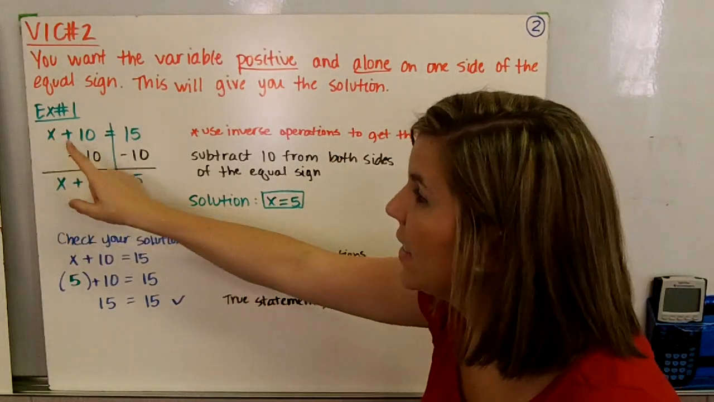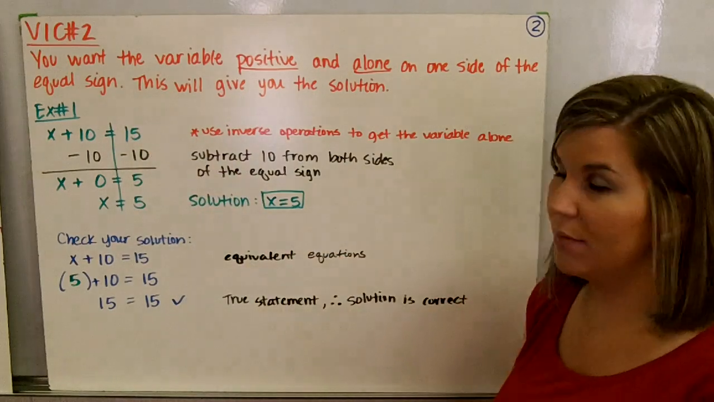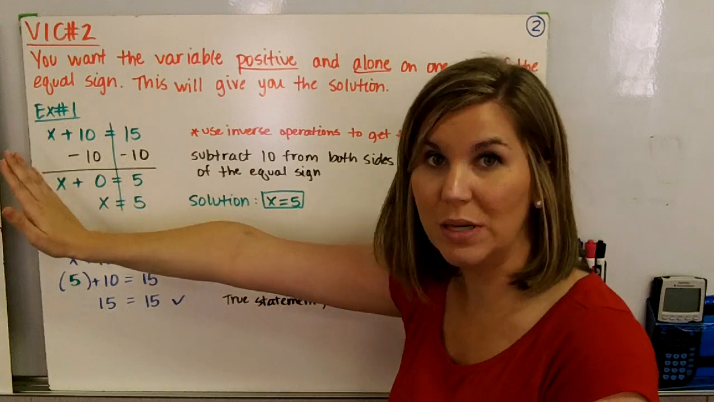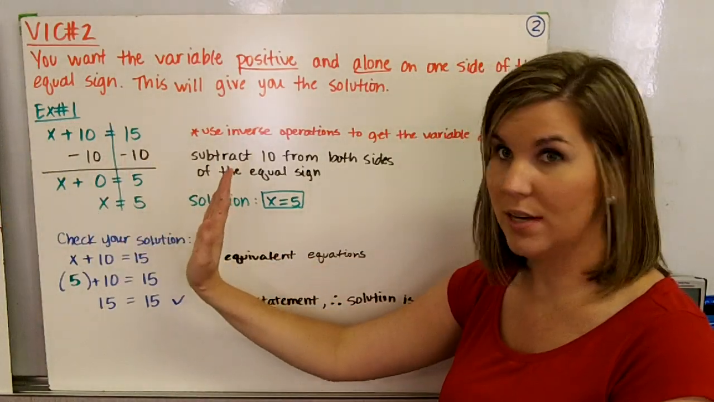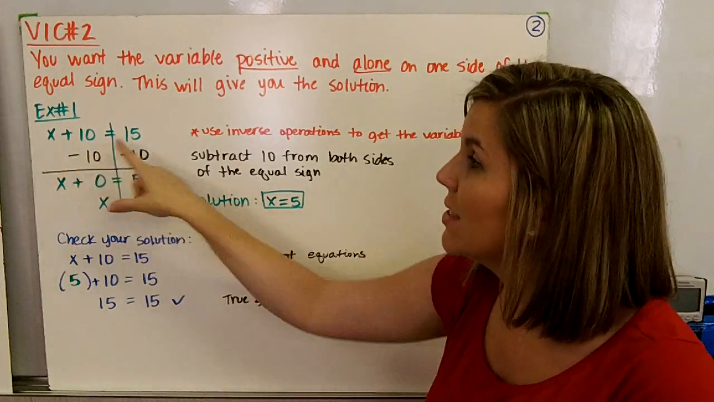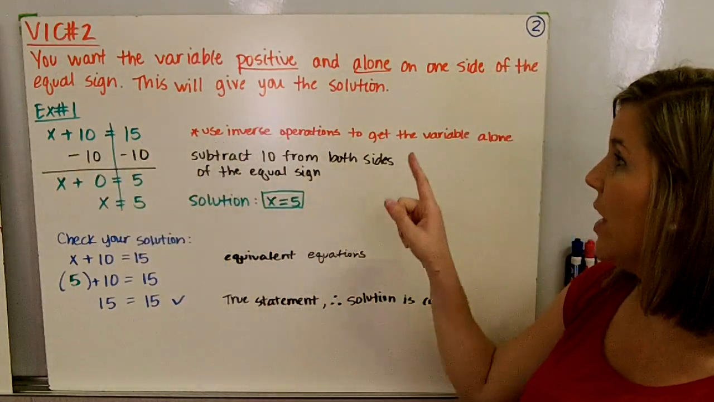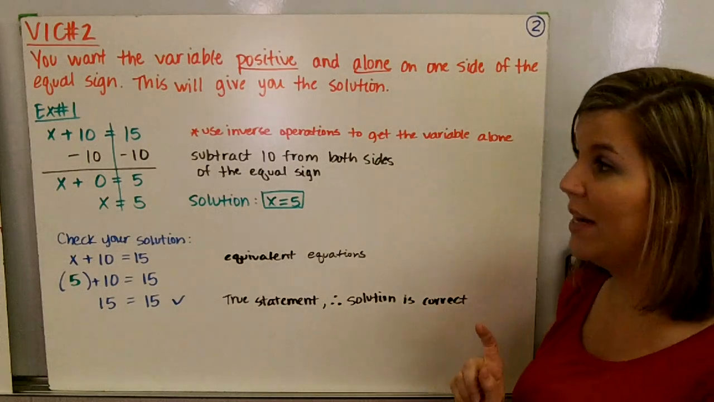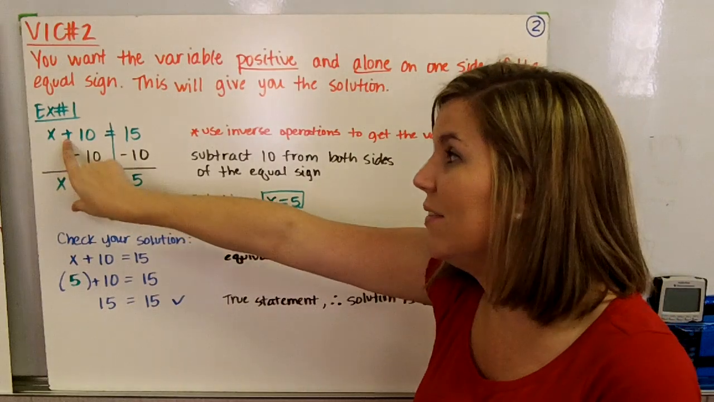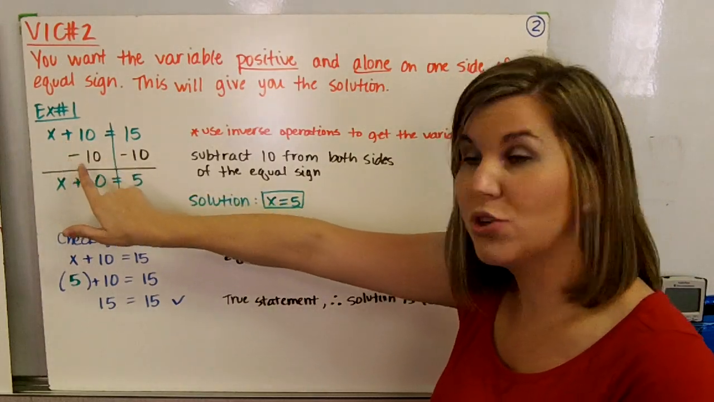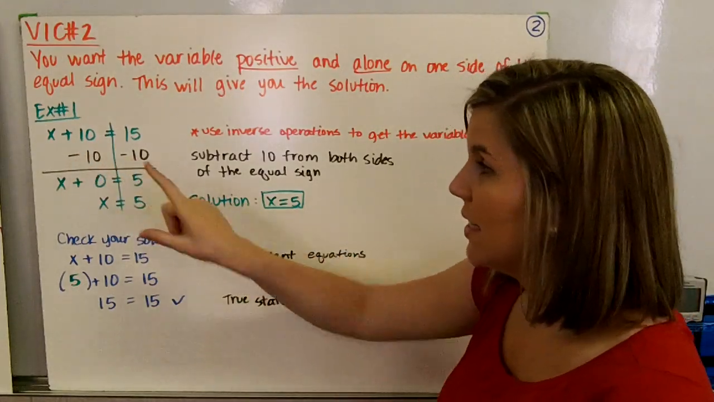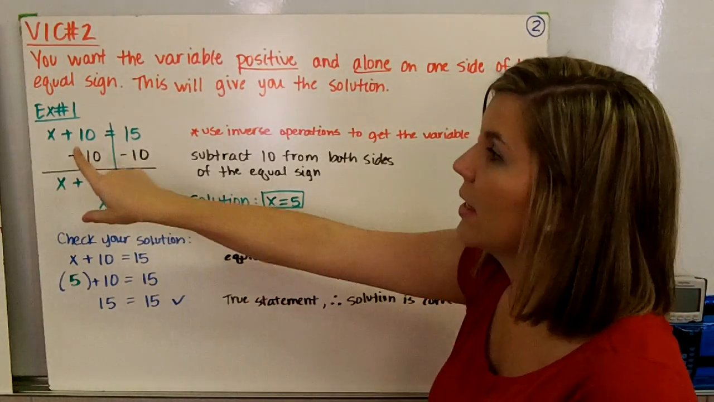Example number one, x plus 10 equals 15. So here's the problem, and I draw this line to separate, this is one side of the equal sign and this is the other side of the equal sign. So we have two sides of the equation. Now, to solve this, you need to use inverse operations to get the variable alone or by itself. So here I have x plus 10. The opposite of adding 10 would be to subtract 10. The inverse of addition is subtraction. So I've subtracted 10 from both sides of the equation.